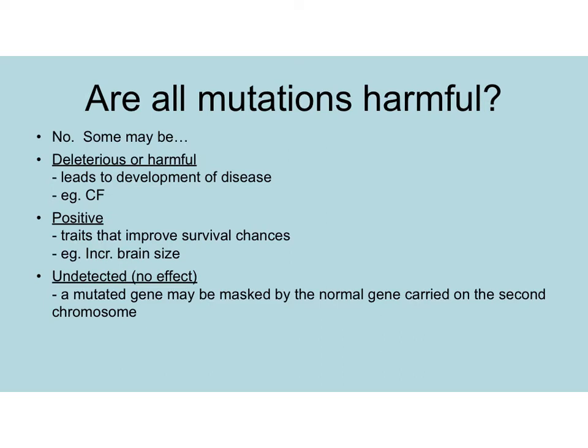They're undetected, where the mutated gene may be masked by a normal gene, where you maybe got a mutated copy from your mom and then a regular copy from your dad, or maybe the mutation happened in a gene that's not essential, or maybe the mutation happened in an area that doesn't code for anything. So sometimes you can have a mutation and not really have the effect from it.